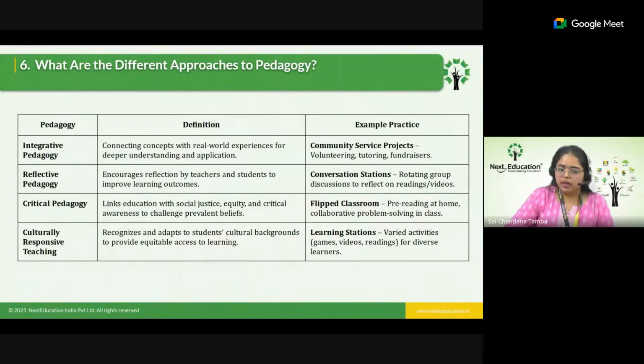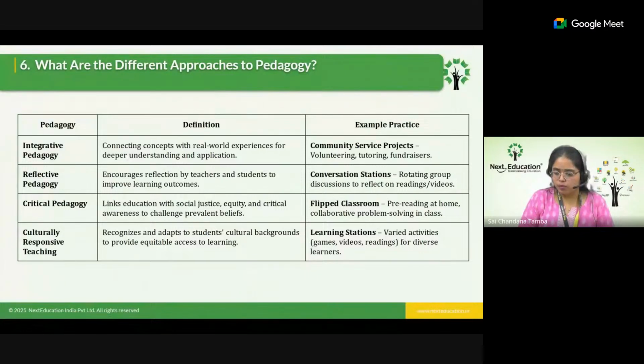Again, integrative pedagogy. Integrative pedagogy is about real world experiences. They connect it with the concepts they have learned. This is more about deeper understanding of what they have gained, and how they are going to apply it. Examples are community service projects, especially the volunteering part, or the tutoring or fundraiser part. There has to be a motto, right, for why they are volunteering at a particular event, or why they are tutoring a particular set of students. All this comes under applying the concepts they have learned to the real world.